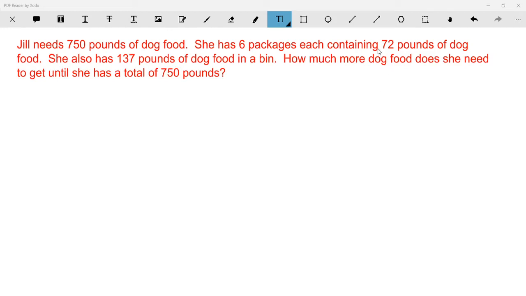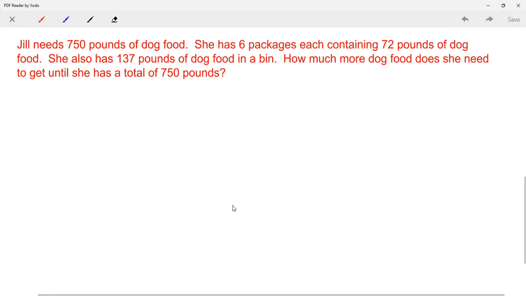Alright, today we are going to go over, once again, another multiplication word problem. So Jill needs 750 pounds of dog food. She has 6 packages, each containing 72 pounds of dog food. She also has 137 pounds of dog food in a bin. How much more dog food does she need to get until she has a total of 750 pounds?